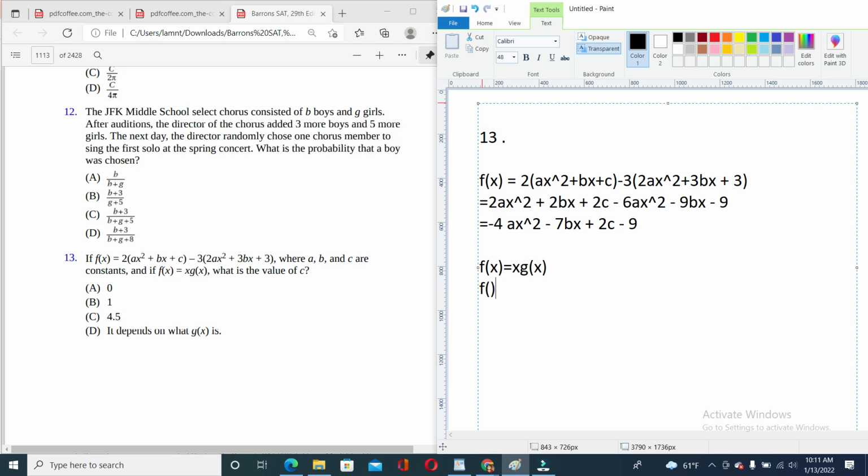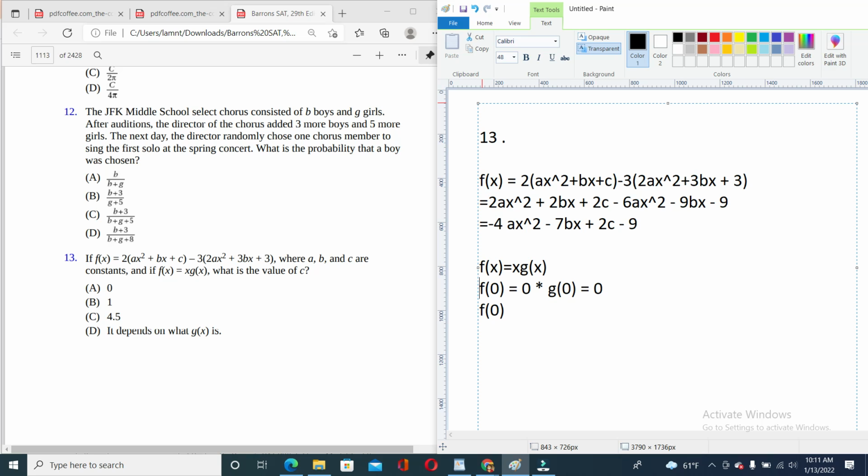So let's calculate f(0). So f(0) is going to be 0 times g(0), right? Because we just replace x with 0. But 0 times anything is 0, so f(0) is going to be 0. Alright, but we also have another way to calculate f(0), which is to plug it into the formula of f(x).